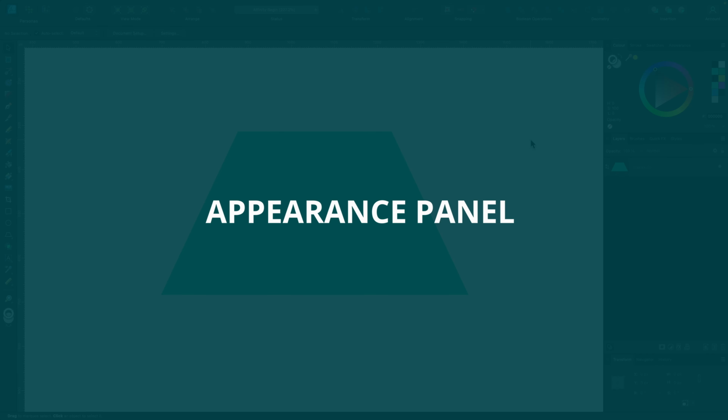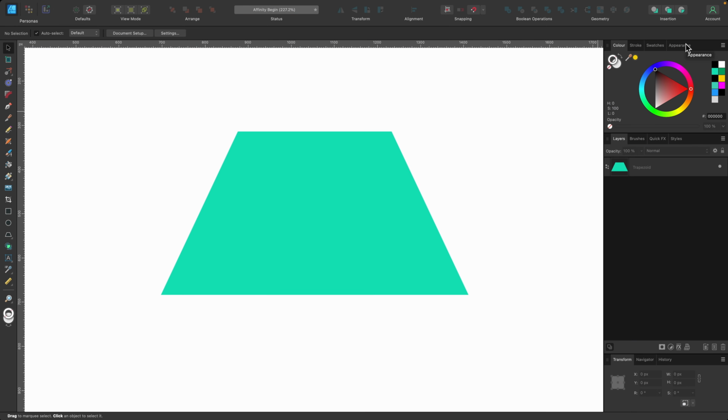Okay, in this section, I'm going to cover the Appearance tab and what that does. It might be a little bit too complex right now, so you can always skip past this one and come back to it later. But because it's part of the studio and colors and strokes, I will cover it now.